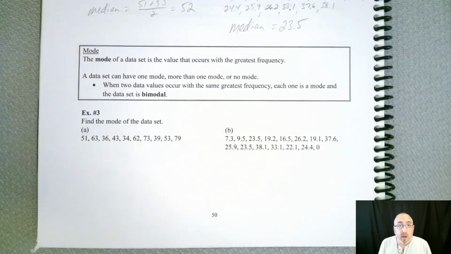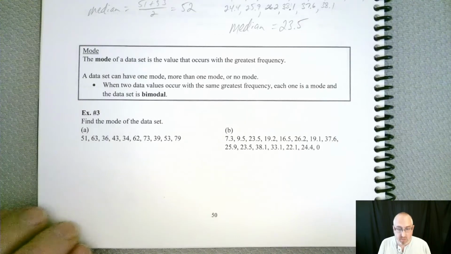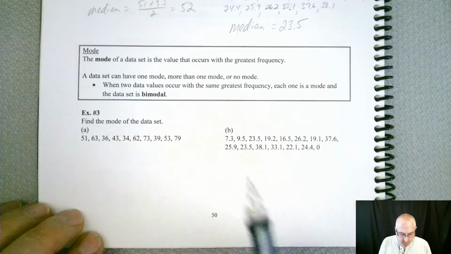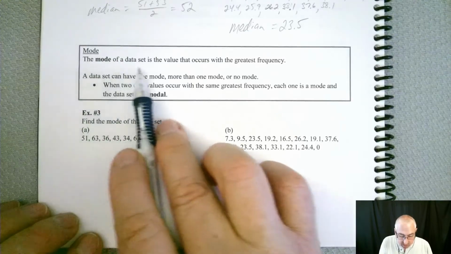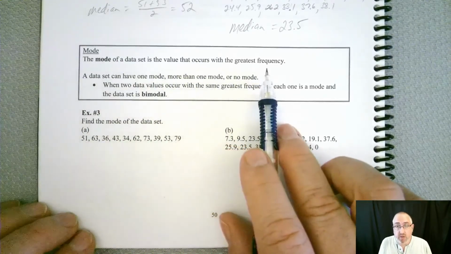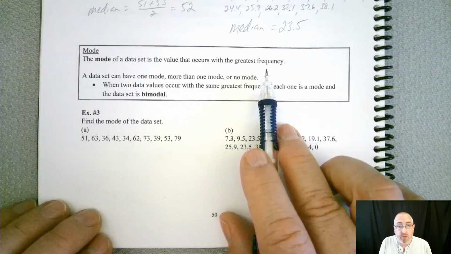Okay, so let's pick up where we left off, which was looking at the mode. We just got done looking at the mean and the median. So now the mode is the next measure of central tendency, or measure of center. The mode of a data set is the value that occurs with the greatest frequency. So that's pretty cut and dry.